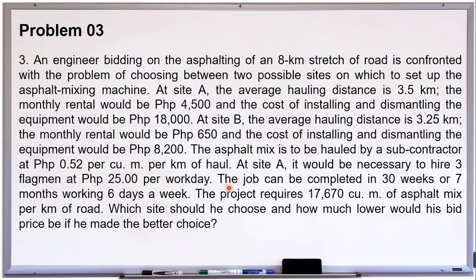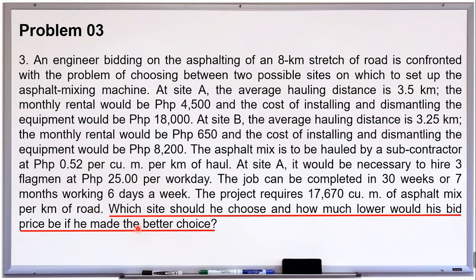Next, the job can be completed in 30 weeks, or that's around 7 months, and they are going to work 6 days in a week. So the project requires 17,670 cubic meters of asphalt mix per kilometer of road. So this is a function of the kilometers of road that need to be covered with asphalt.